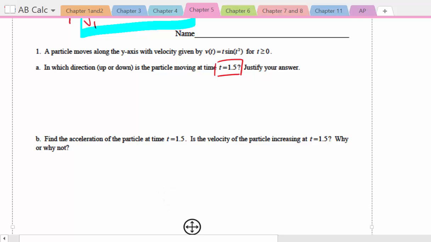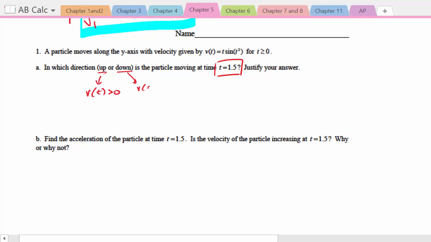If I'm trying to analyze which direction the particle is moving, if the direction is up, I know v of t is positive. If the direction is down, I know v of t is negative. So which one is it? Is it positive or negative at 1.5? All I have to do is plug in 1.5 into the function, and that'll be 1.5 sine of 1.5 squared.